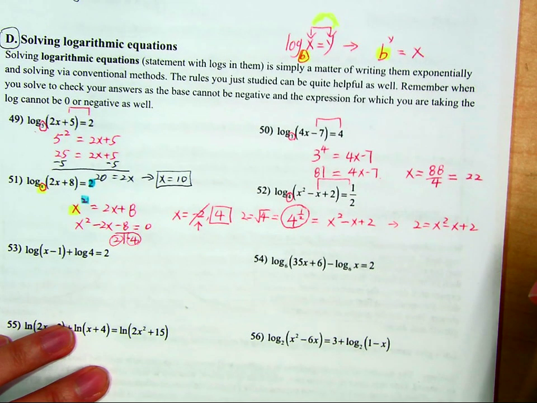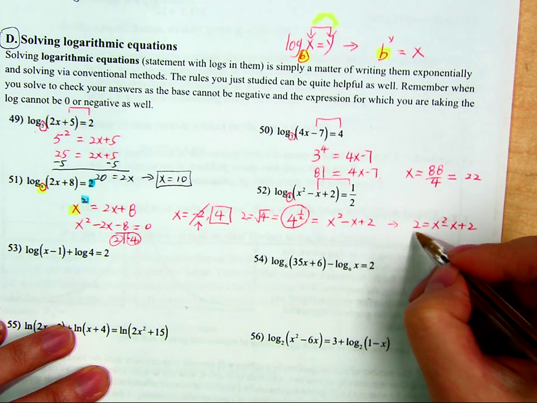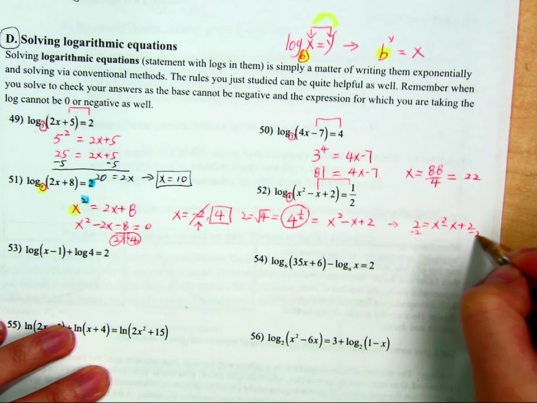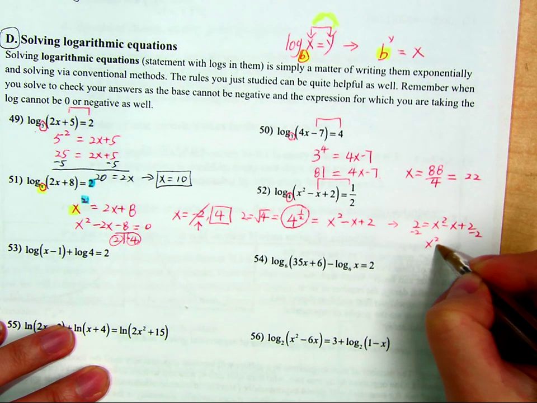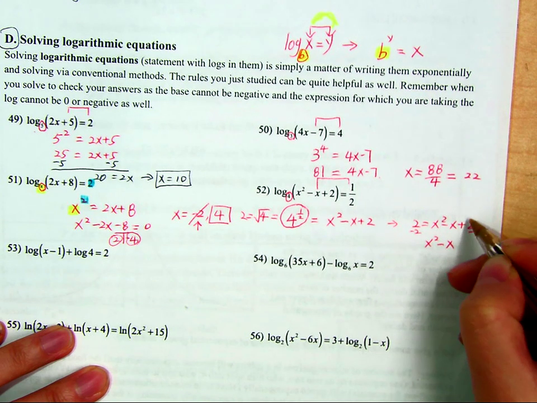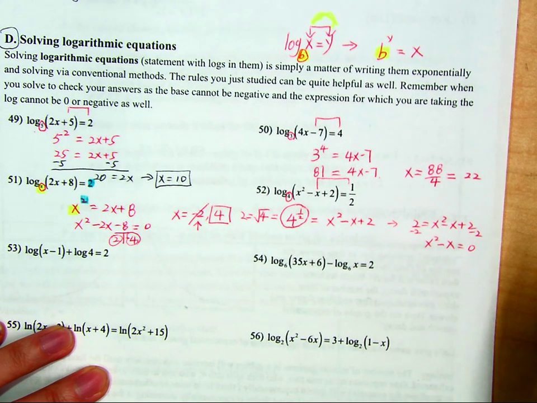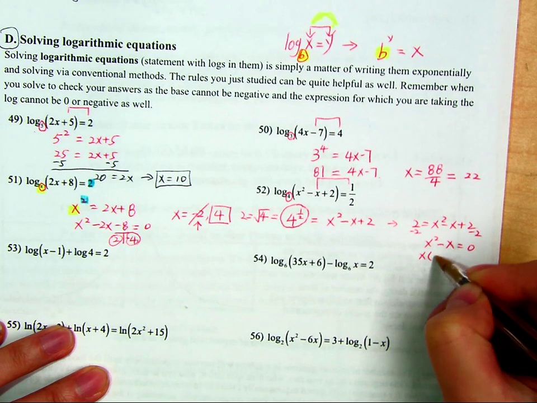Same thing, we move everything to one side of the equation and make the other side equal to 0. So we subtract 2 here and then make x squared minus x, and the 2s cancel, equal to 0. So we factor x out.